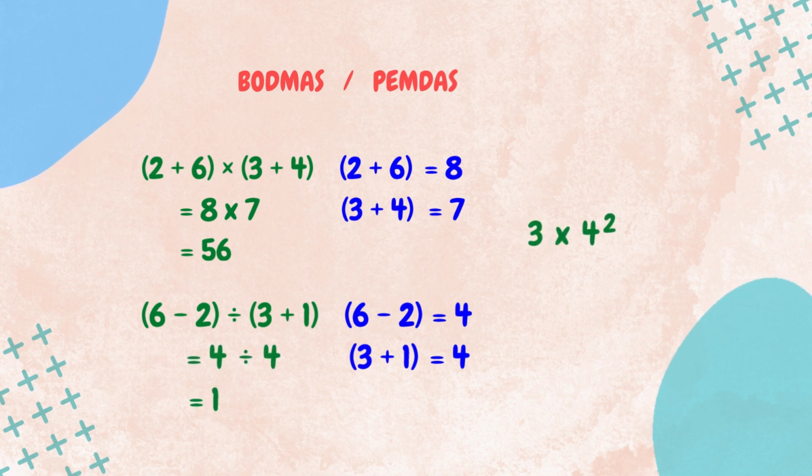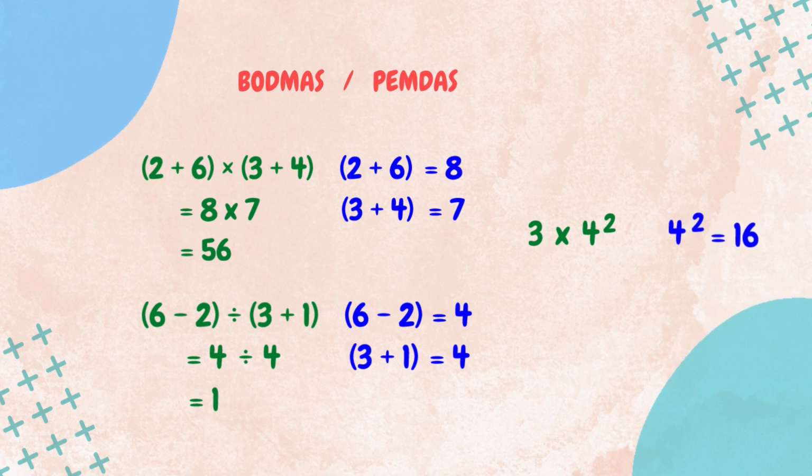Work out 3 multiplied by 4 to the power 2. The operations are multiplication and power. Power comes first. 4 to the power 2 gives 16. Then 3 multiplied by 16 gives 48.